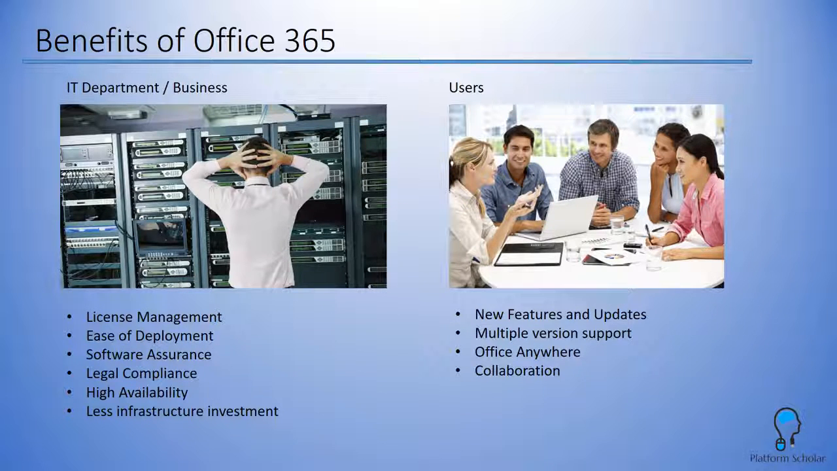Now, for the users, they also get the benefit of having new features and updates whenever they become available. Now, as an IT department, you can set an option so that new features and updates are not automatically rolled out to new users right away, but you can allow certain users to get those updates and those features right away for testing purposes. Users also have the ability to access multiple versions, so if they need to go back to an older version of Office products for a particular application or for a particular reason, they can do so.